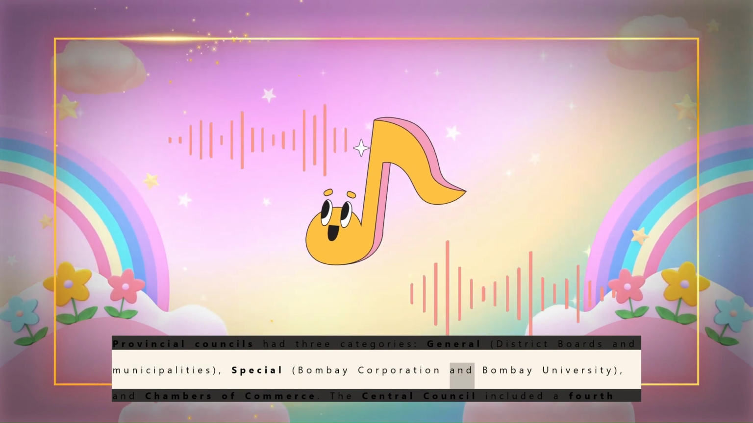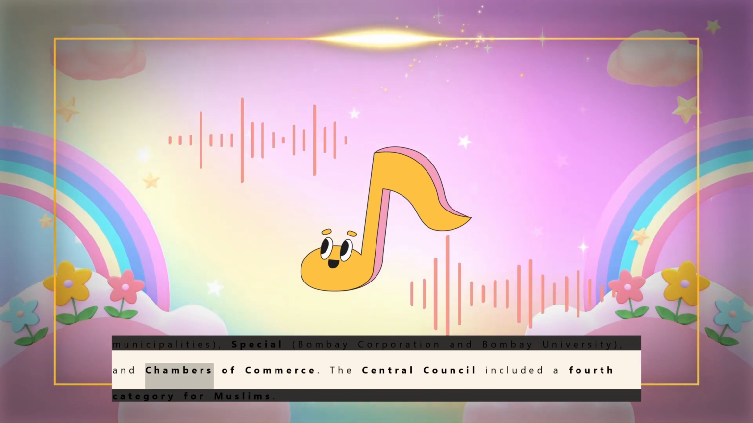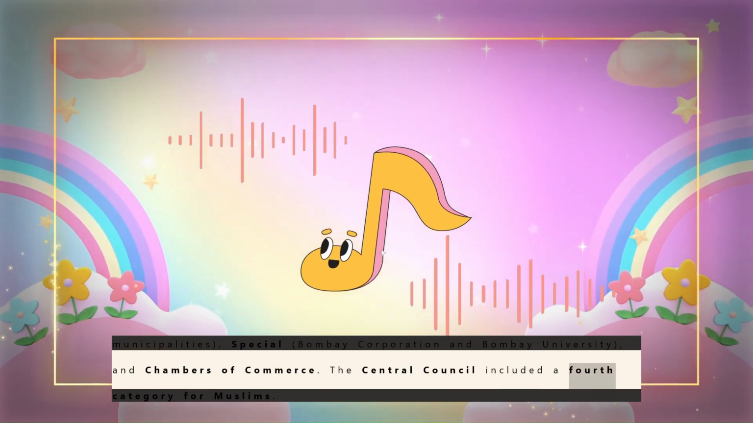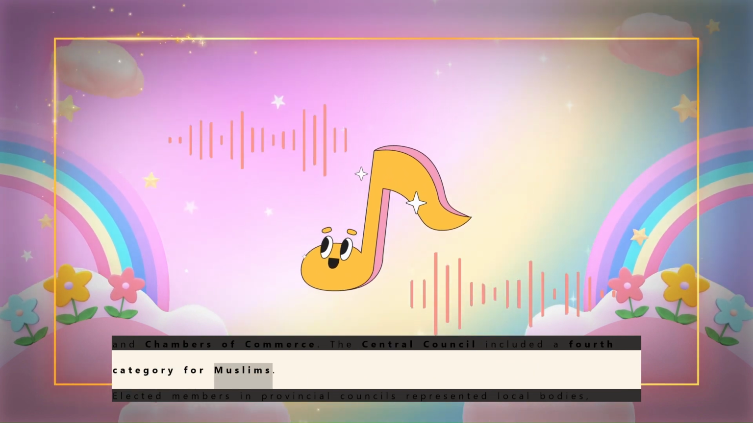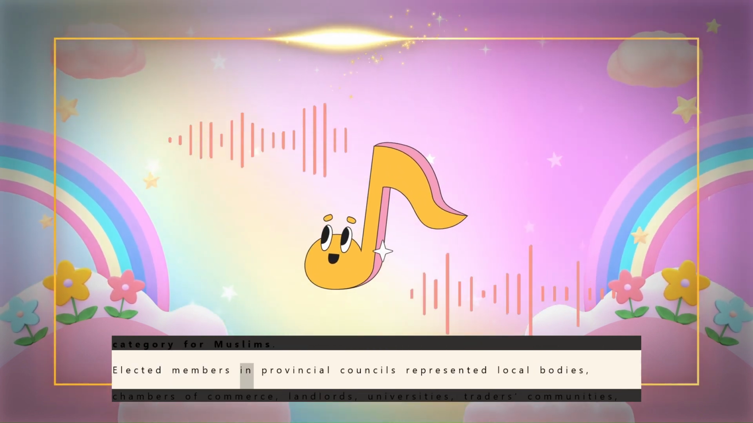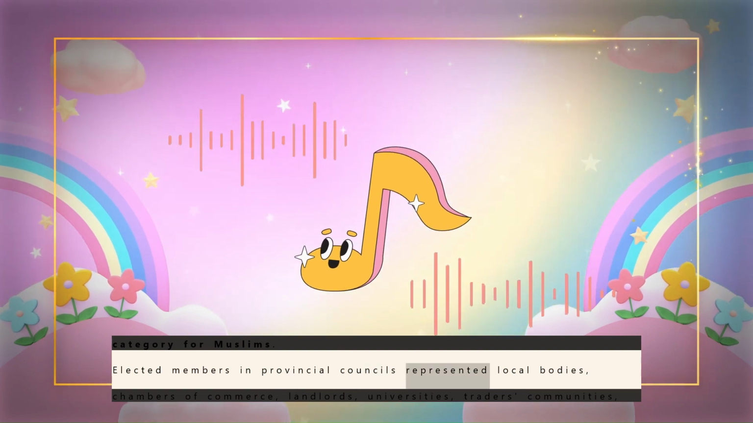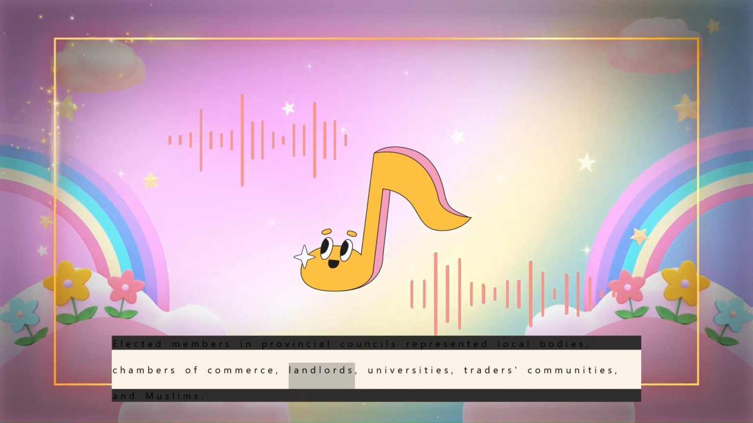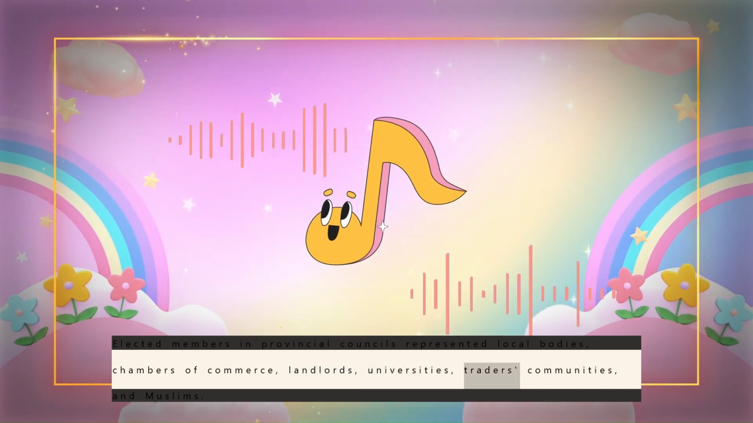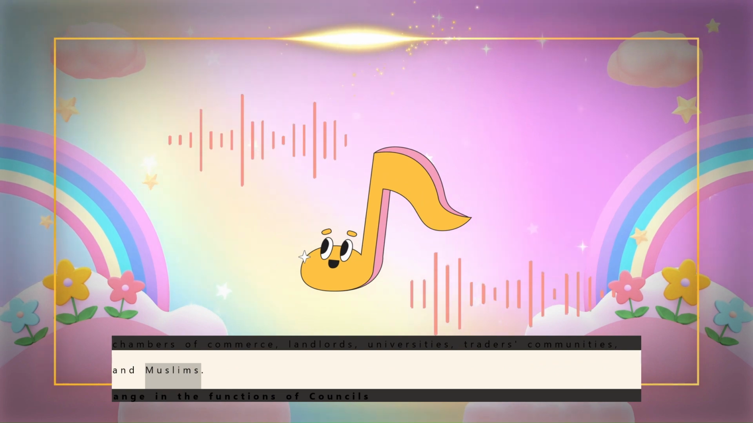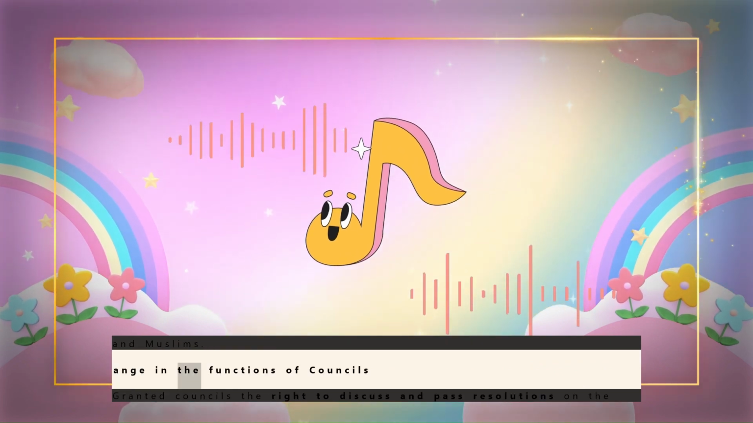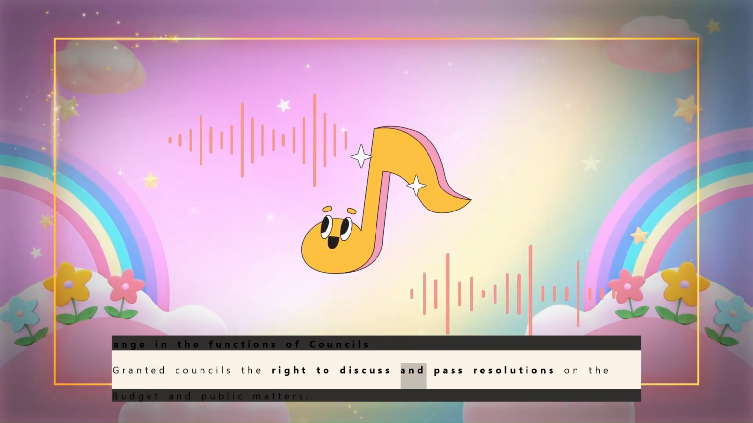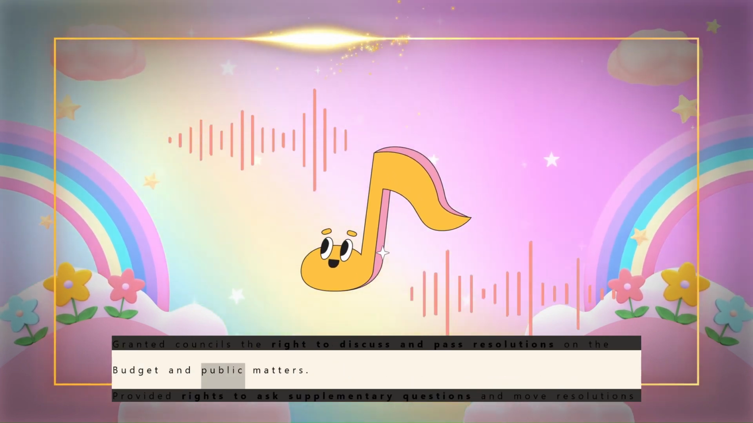Provincial councils had 3 categories: general, meaning district boards and municipalities; and special, meaning Bombay Corporation and Bombay University, and Chambers of Commerce. The Central Council included a fourth category for Muslims. Elected members in provincial councils represented local bodies, chambers of commerce, landlords, universities, traders' communities, and Muslims.